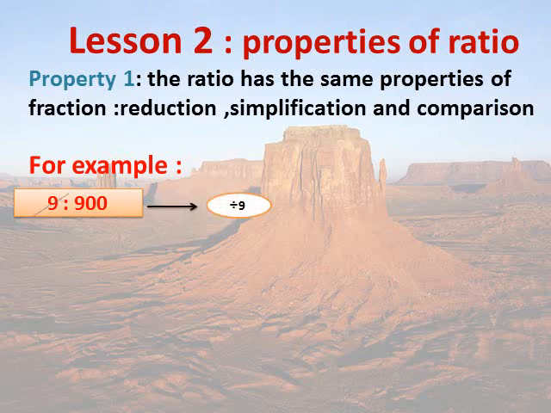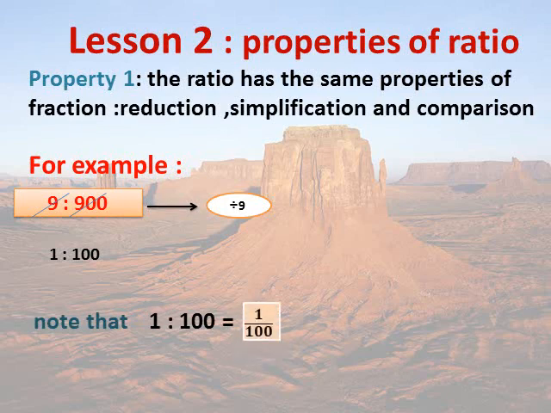9 divided by 9 equals 1. 900 divided by 9 equals 100. As a fraction, it equals 1 over 100. So 9 to 900, dividing the two terms by 9, gives its simplest form, 1 to 100.